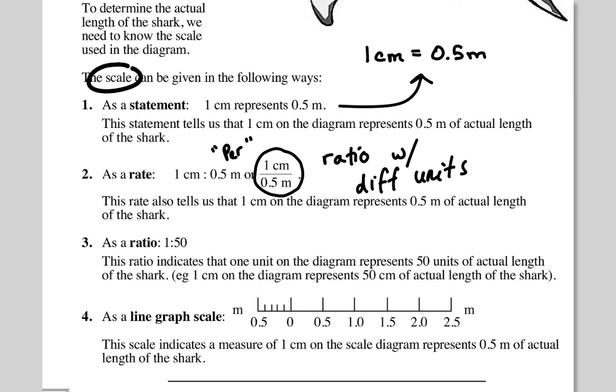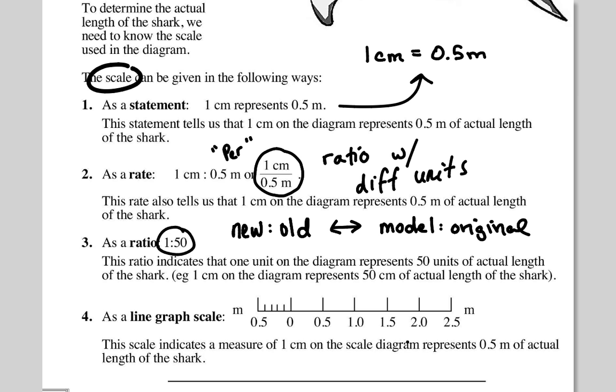Now the ratio of 1:50, this is the one that really sometimes messes some people up. This ratio indicates that 1 unit on the diagram represents 50 units of actual length. So last day, do you guys remember we were using the terminology new versus old? Okay, so it's saying that if the new thing is 1, the old thing was 50. A better set of vocab for this would be model, original. So the model, or the new thing, always goes first.